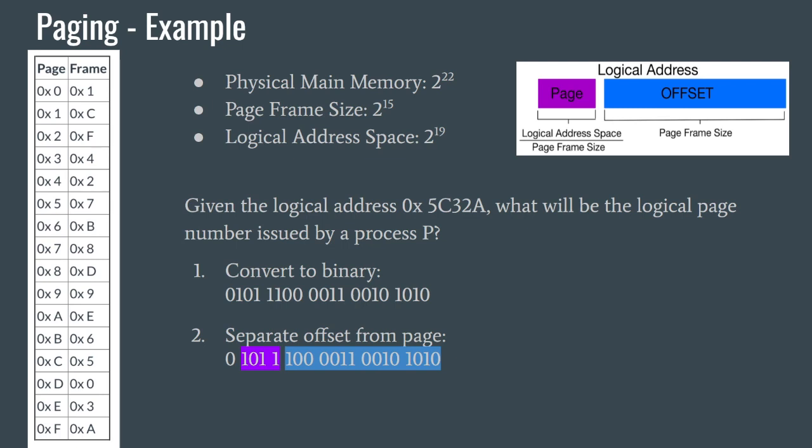And that leaves us with a leading 0 that we don't need. That's why you always have to start counting from the right. If you started from the left, you might have accidentally included that 0 and you would get a different number. So now that we have this binary number 1011, we can convert that back into hexadecimal to get our page number, which gives us 0xb.